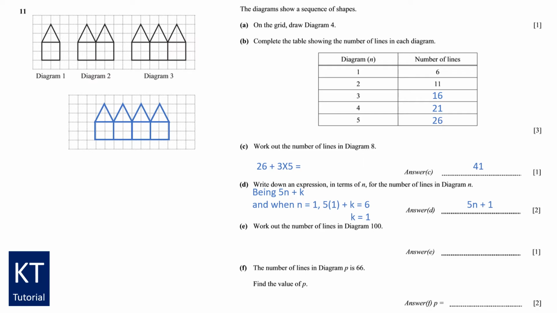Next, work out the number of lines in diagram 100. By applying n as 100 to the formula available on D, we shall get the answer as 501. Next, the number of lines in diagram P is 66. Find the value of P. In other words, this is saying that when n is P, the formula in D will be equal to 66. This would solve for P to being 13.